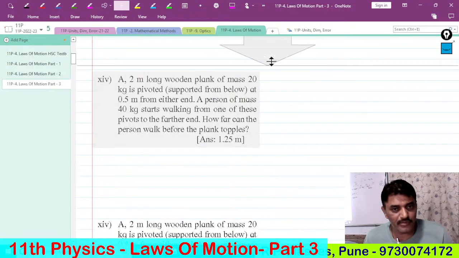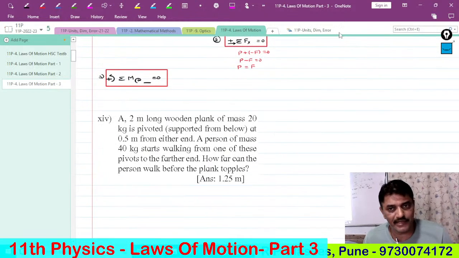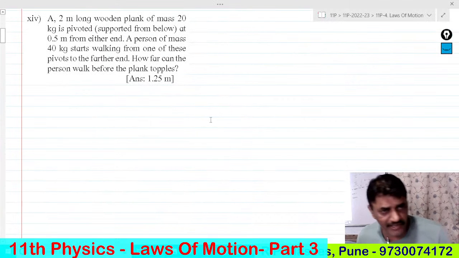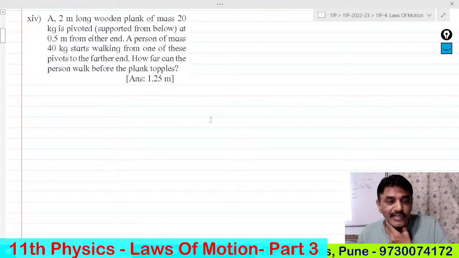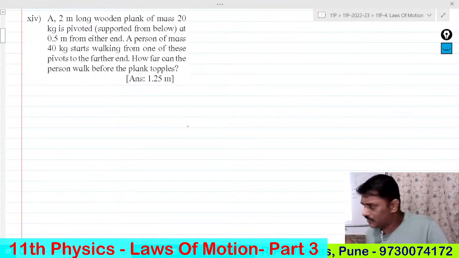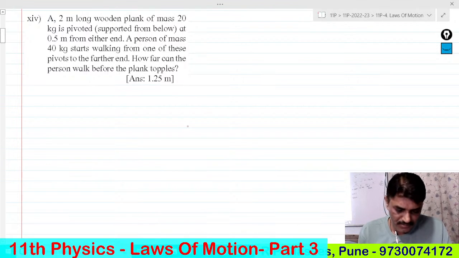So there is a problem, a very good and interesting problem. Please have a look at this problem. Check here: a 2-meter wooden plank of mass. Please read the question.